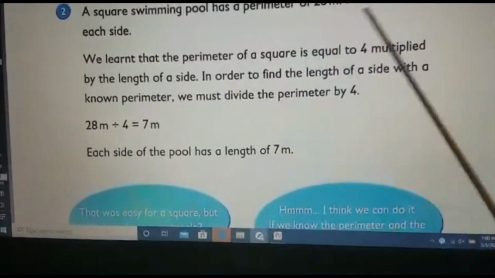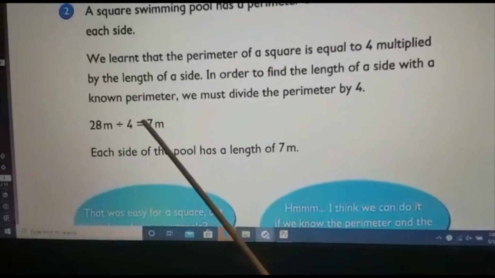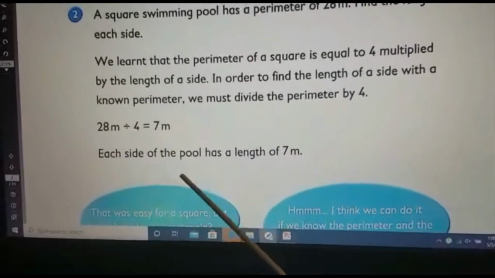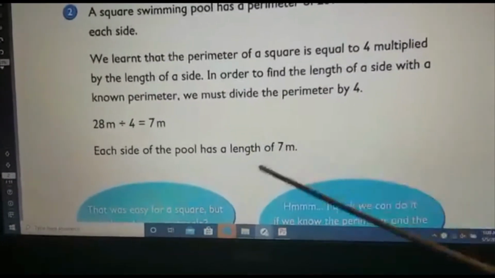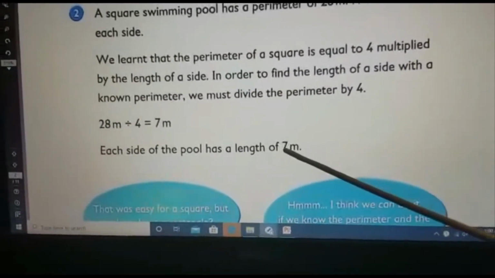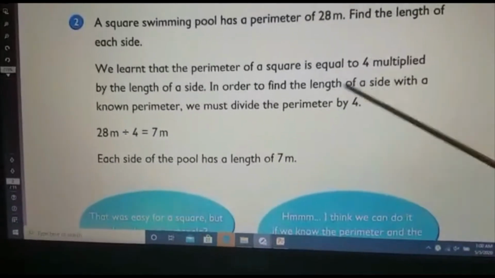So since the side is mentioned in meter, we need to write that measurement unit also. It is 7 meter. So each side of the pool has a length of 7 meter. Is it? You try in the opposite way. 7 meter is the side. So what will be the perimeter? 7 multiply 4. That is equal to 28 meter.